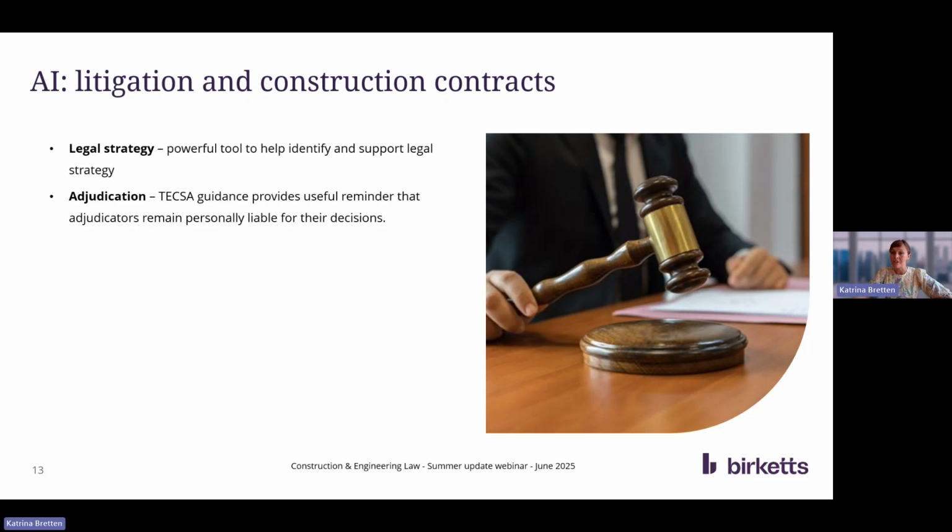Looking then at adjudication, the Technology and Construction Court Solicitors Association recognises that AI and generative AI is here to stay and that its use will only exponentially increase in the future. TECSA recently released guidance, reminding its adjudicators that they remain personally responsible for their decisions, regardless of what tools are used in drafting and/or legal research, whether that's generative AI or otherwise.